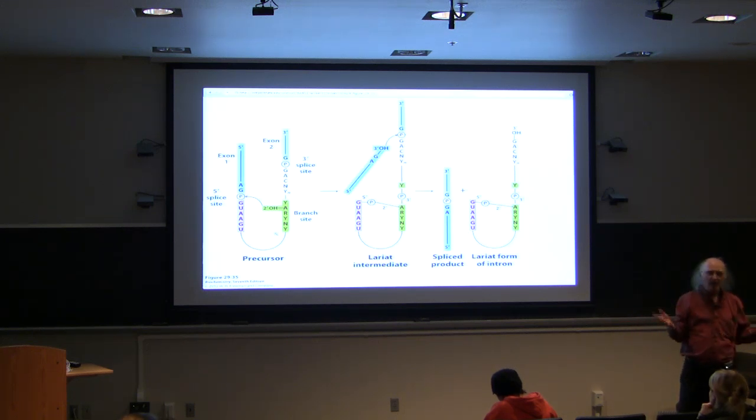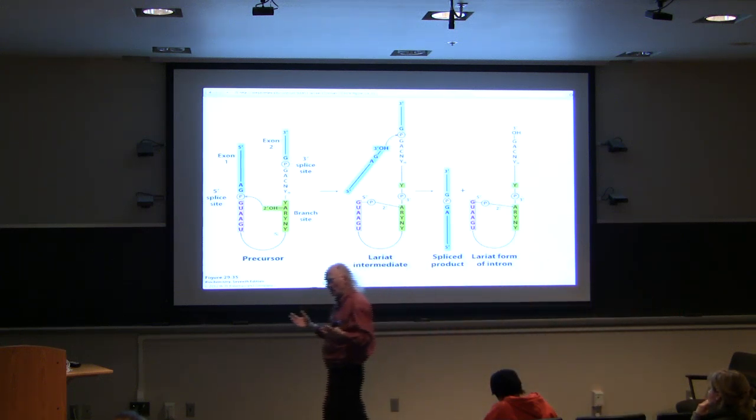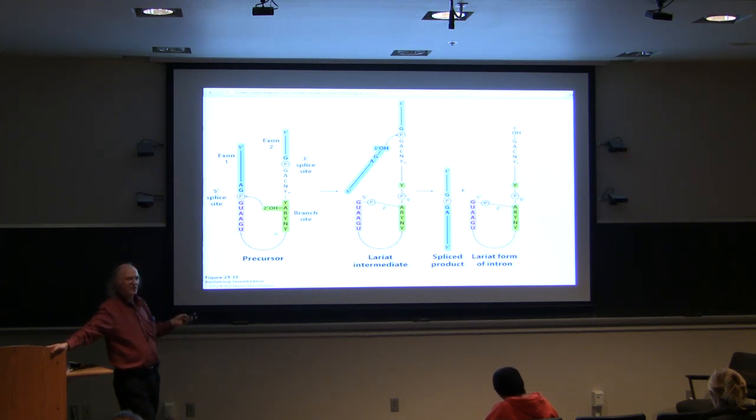Right? That's a lot of words. As I said in class, I'm not overly concerned with the details of mechanism here. This is not like we're doing serine proteases and we're very concerned how catalysis occurs. What happens in this process is that the intron gets removed as a lariat, and the two exons get joined together.